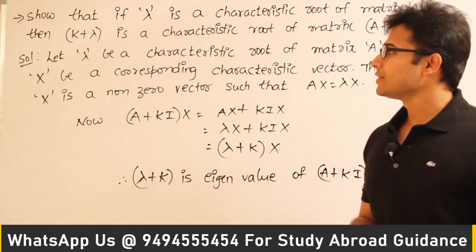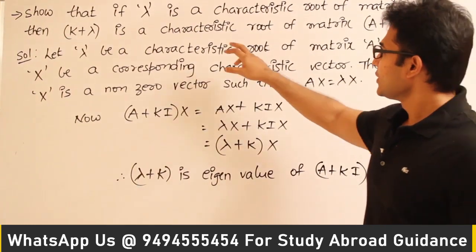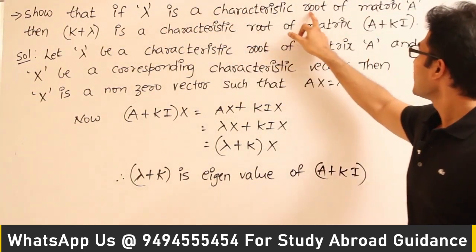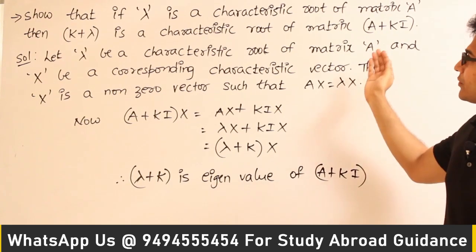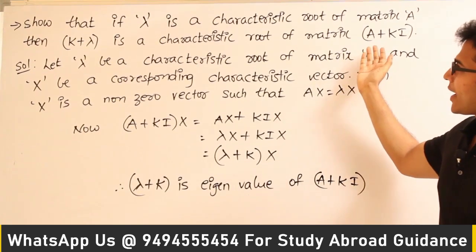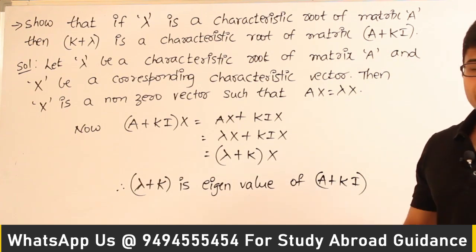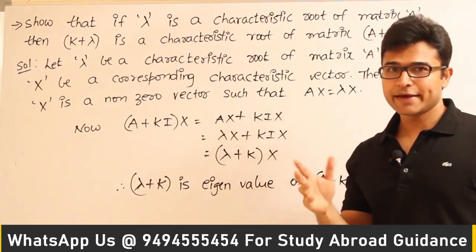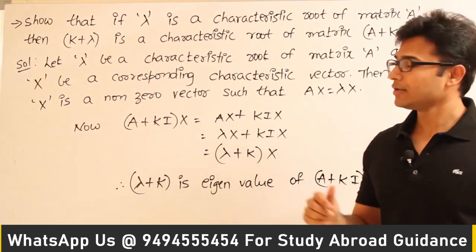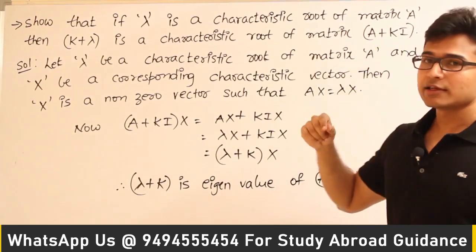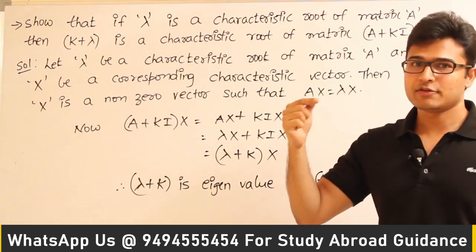Are you getting this? What I mean to say is, let us say lambda is the eigenvalue of a matrix A, and then you try to add to the diagonal elements some value k. So how can we add a value k to the diagonal elements? Just by adding the matrix A with kI, right? So A plus kI is nothing but adding a value k to the diagonal elements of the matrix A.